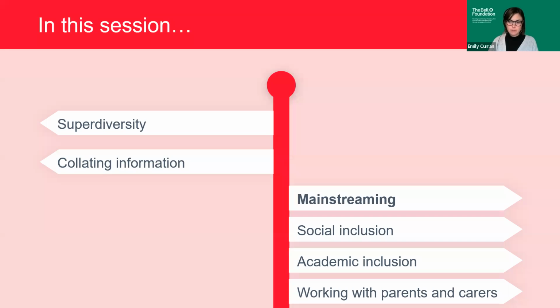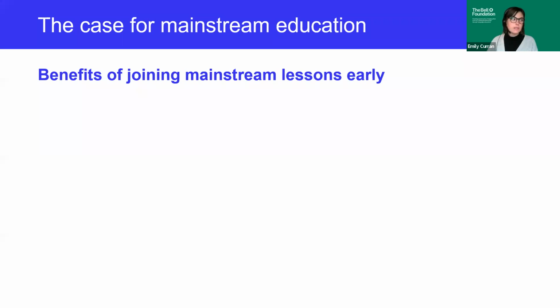Okay, we're going to go on to look at mainstreaming briefly. So look at the value of including learners in mainstream classes. For the most part, children who are newly arrived will benefit from joining mainstream lessons as soon as possible. Michael Evans et al. elaborate on this in their book, Towards an Inclusive Pedagogy for EAL in the Multilingual Classroom, because at its simplest, in the classroom with their peers is the best place for social, academic and linguistic inclusion.